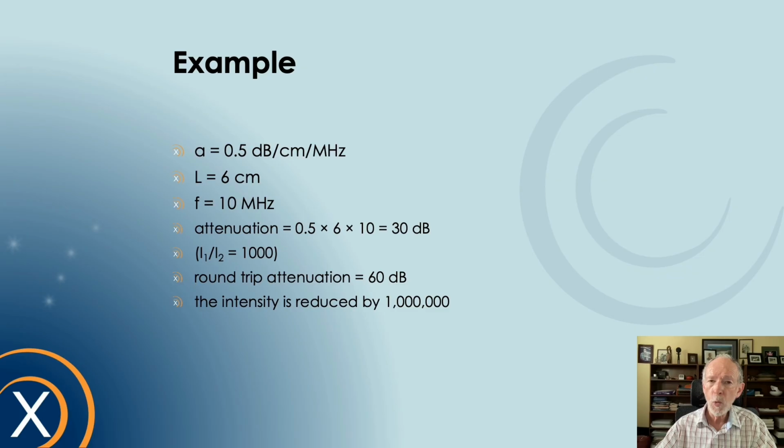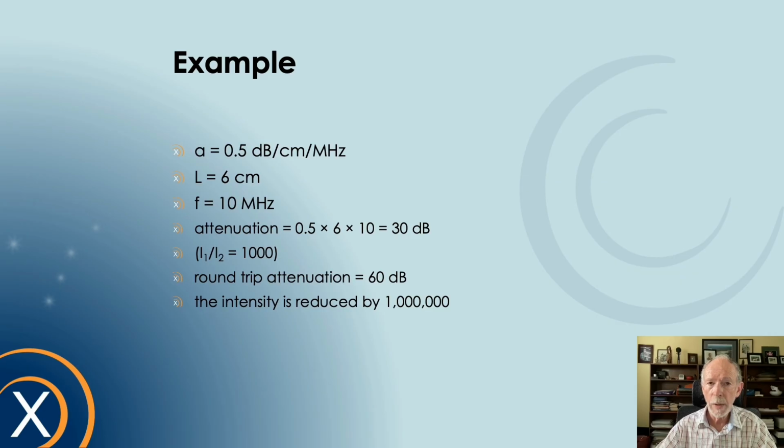So we talk about the round trip attenuation. The attenuation going from the probe to the depth, so that's the attenuation of the transmit pulse, and then the attenuation of the echo traveling from the point where the echo is generated back to the probe. And in this example, the round trip attenuation is 60 decibels.